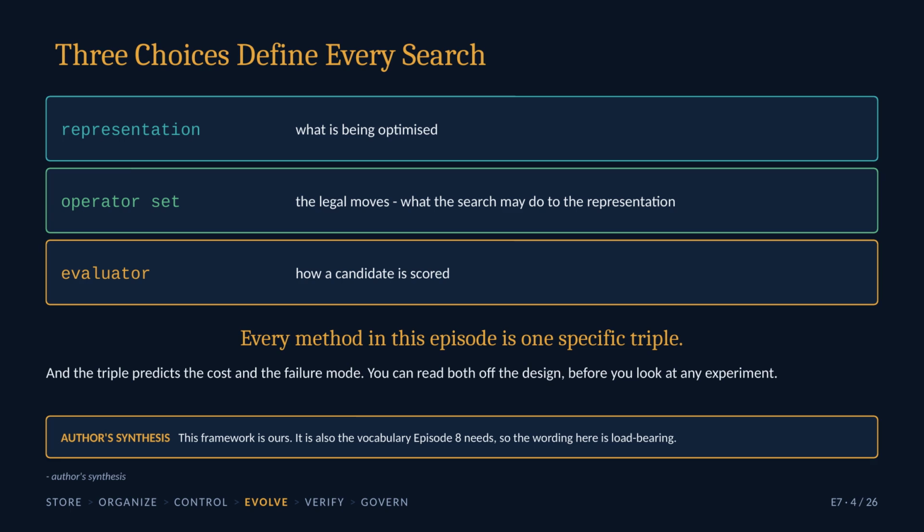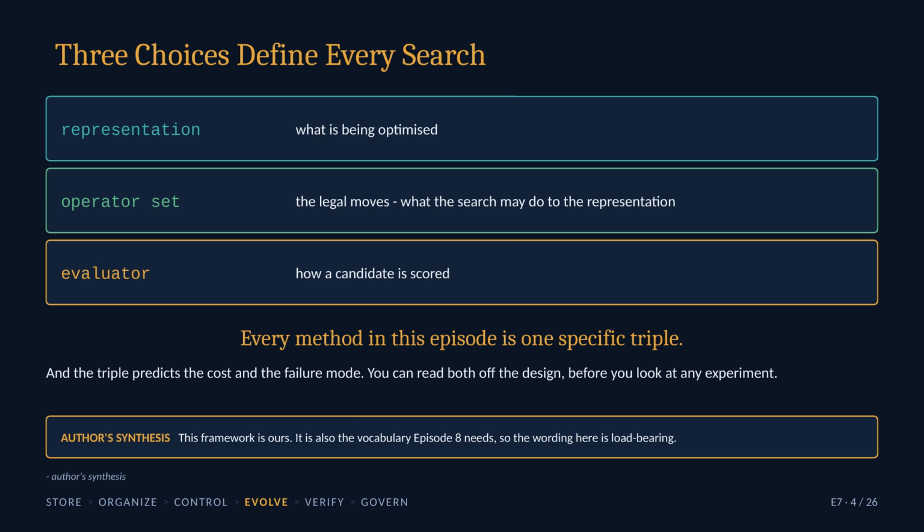Here is the frame, and it is ours rather than any paper's. Every automated optimization method is defined by 3 choices. Representation, what is being optimized. Operator set, the legal moves, what the search is allowed to do to that representation. And evaluator, how a candidate gets scored. Every method in this episode is one specific triple of those 3.